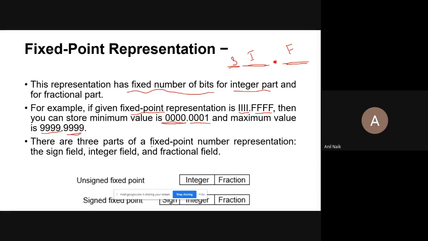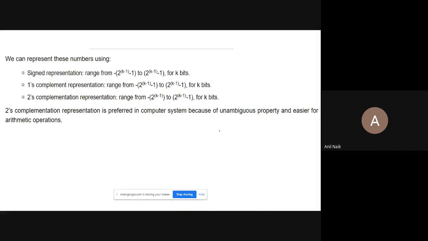There are three parts in the fixed point number representation: sign field, integer field, and fractional field. Unsigned means by default we consider it positive. Signed means we have to consider the sign field bit also: sign, integer, and fraction. So that is fixed point data representation. We can represent these fixed point numbers using the signed representation.